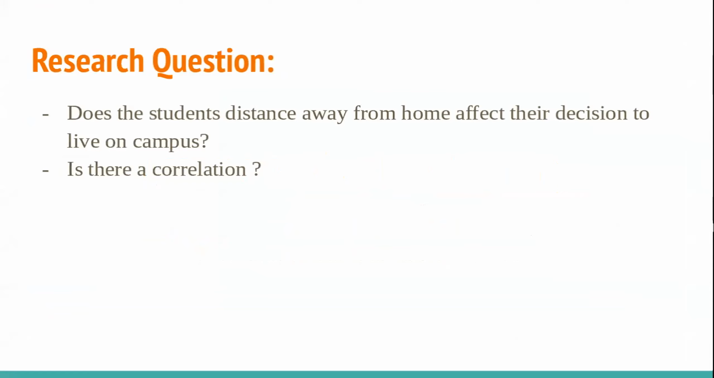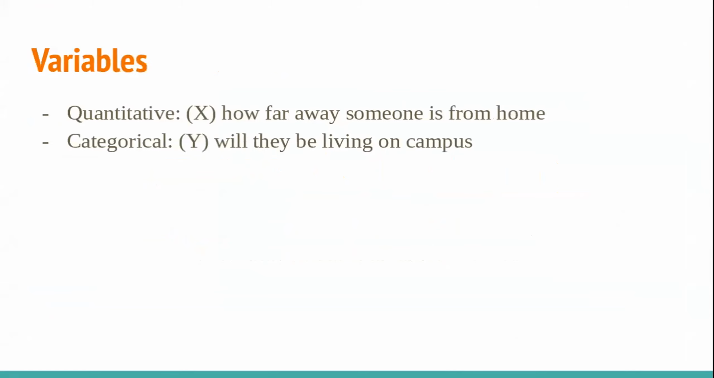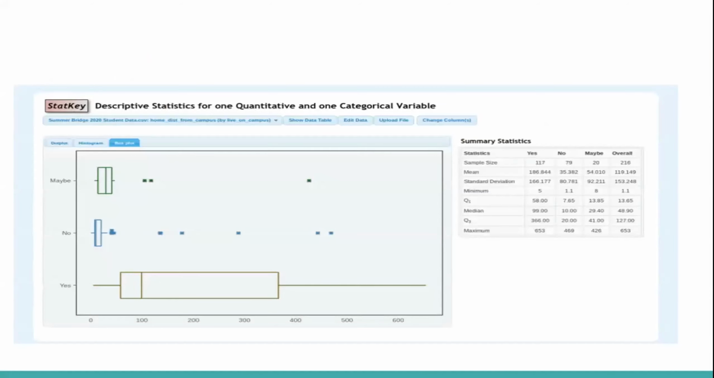Okay, thank you. For the research question, we put: does the student's distance away from home affect their decision to live on campus, and is there a correlation? For our variables, our quantitative data X is how far away someone is from home, versus our categorical data Y, which is whether they will be living on campus. For our graph, we did a box plot, showing how people who are further away from school will be living on campus. People who are closer will stay home.